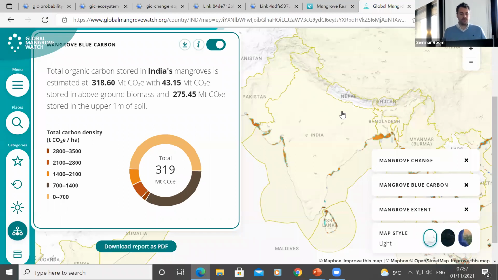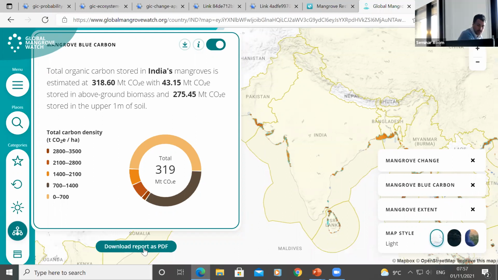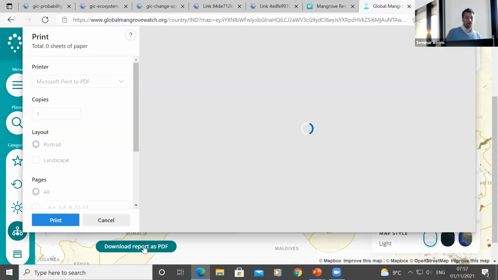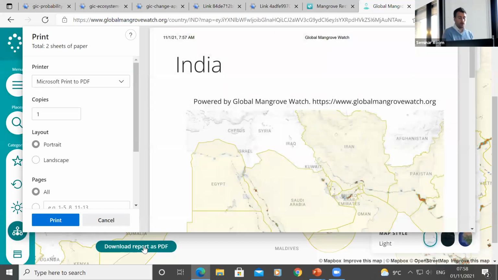So wherever possible we use the best data sets available. We're hopeful in the future that you'll be able to draw your own polygon around an area and extract that data for the bit that you want. But what you can do is just click on this download a report. I apologize, this doesn't look as great as we're hoping for, but it is in the process of getting changed.